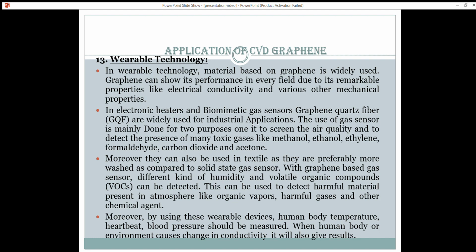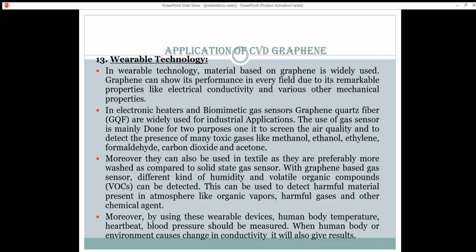The use of gas sensors is mainly done for two purposes. One is to monitor the air quality, and the other is to detect the presence of many toxic gases like methanol, ethanol, ethylene, formaldehyde, carbon dioxide, and acetone. Moreover, they can also be used in textiles as they are more washable compared to solid-state gas sensors.